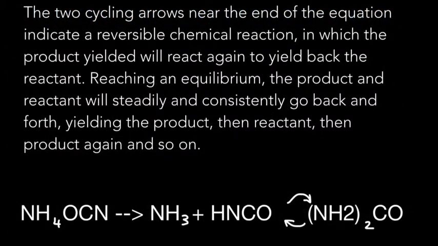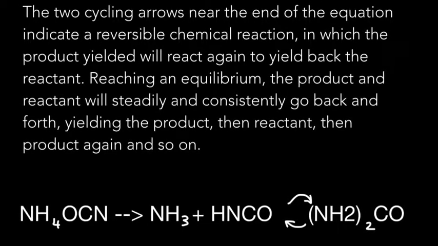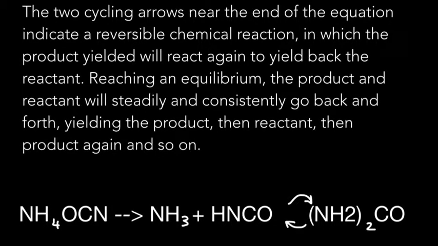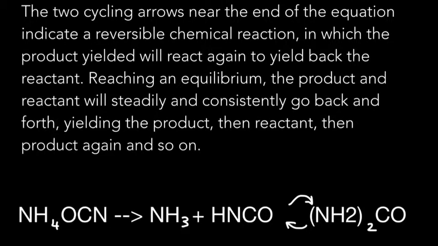Notice the two cycling arrows near the end of the equation. These arrows indicate a reversible chemical reaction. This means that in the reaction, the product yielded will react again to yield back the reactant.